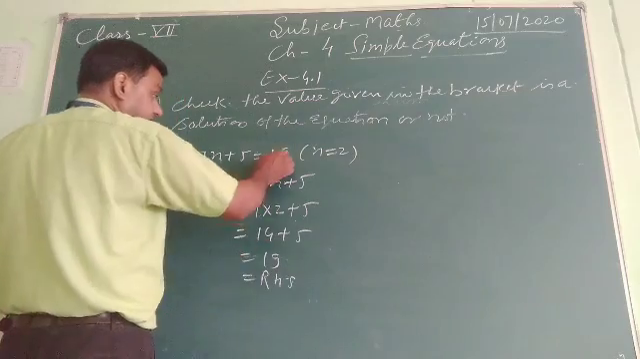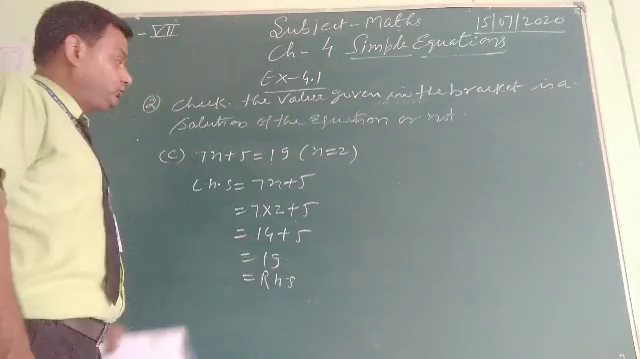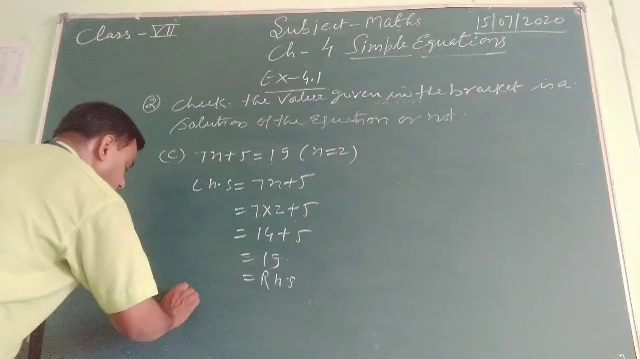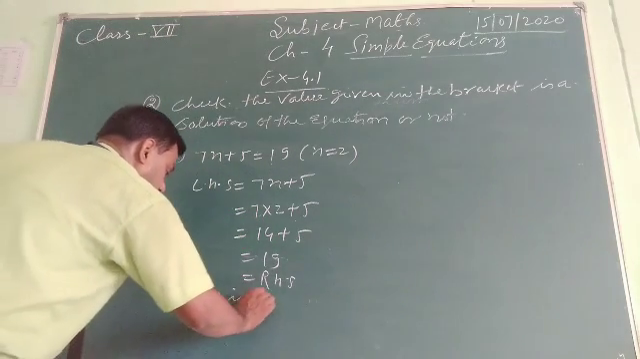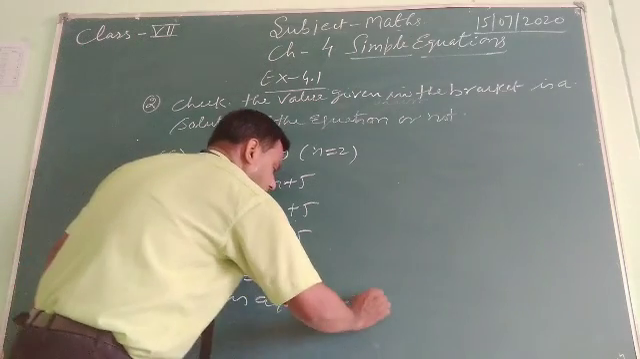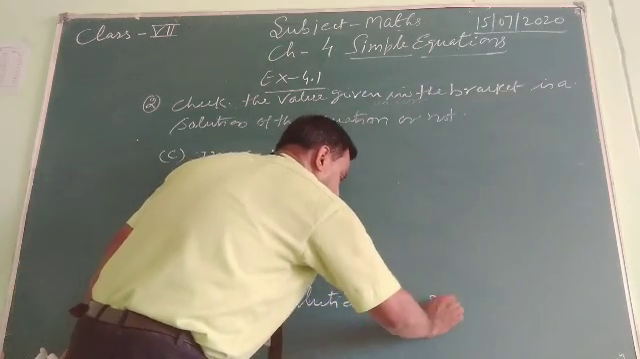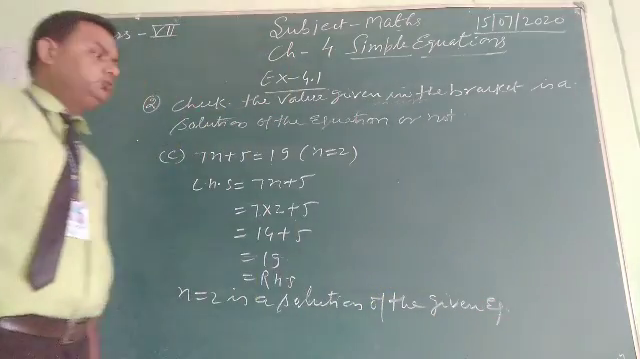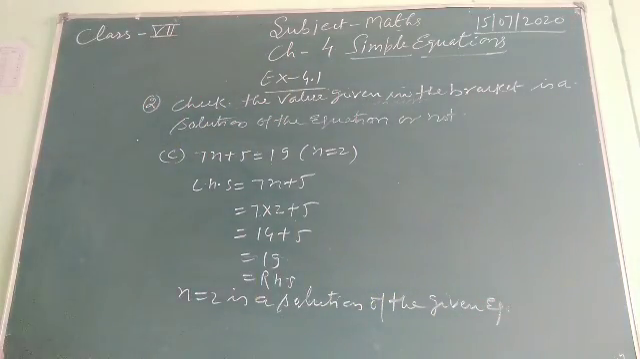RHS is already given as 19. So LHS equal to RHS. It means n equal to 2 is a solution of the given equation. So this is the answer.